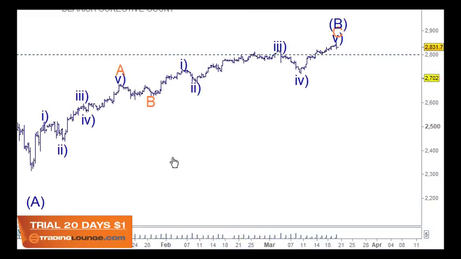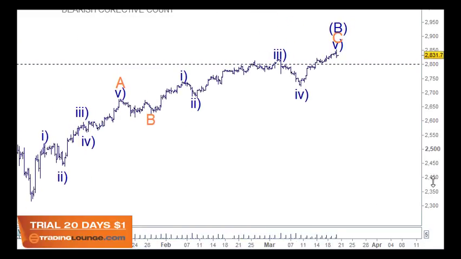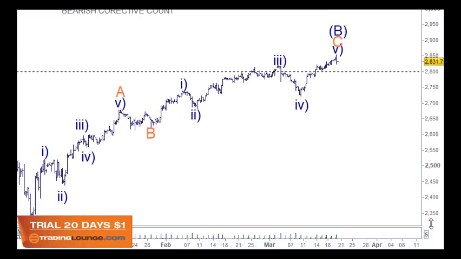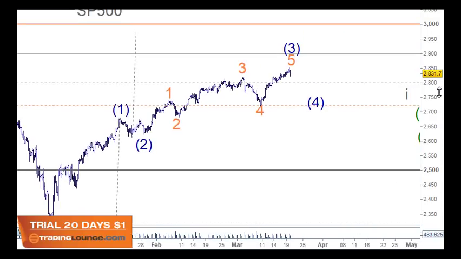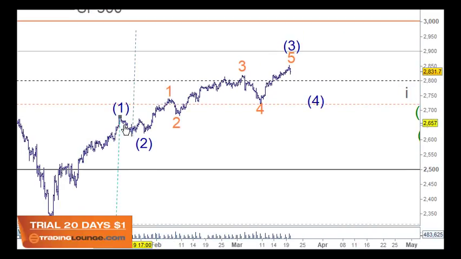But yeah, anyway, I like to have a look at all the counts and have a look at all the pros and cons of each count. So let's just drill down a little bit further. So then there's this count here. With this count here, counting 5 waves up through here sort of bothers me a little bit, because this making this wave 3 here the shortest. So I'm a bit not in agreement with that.